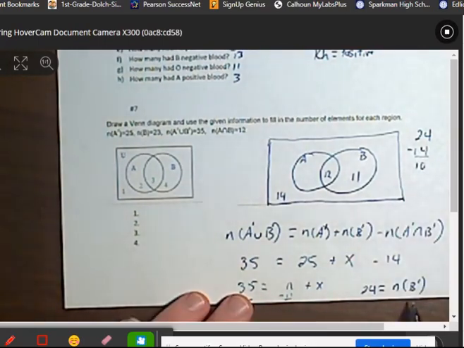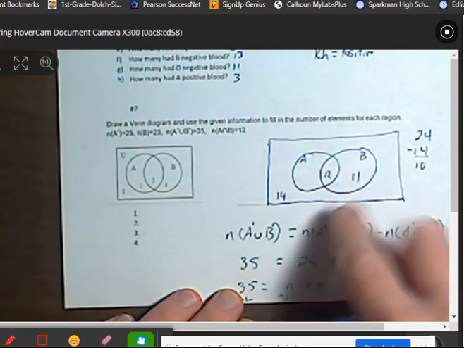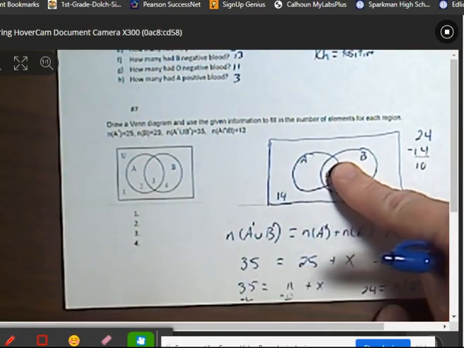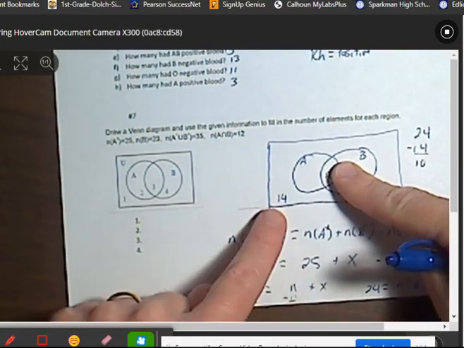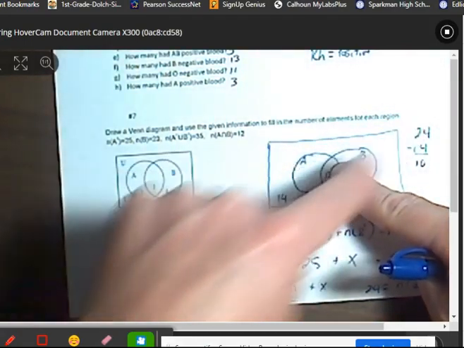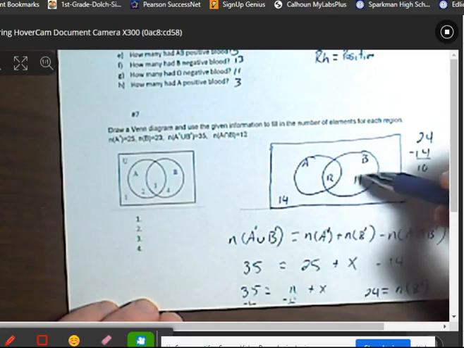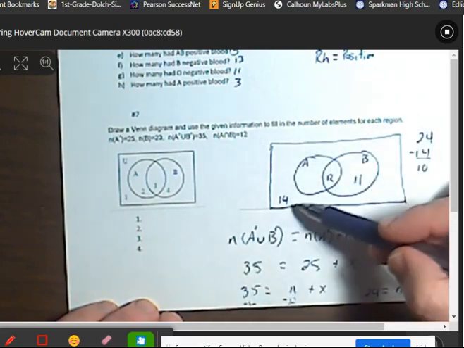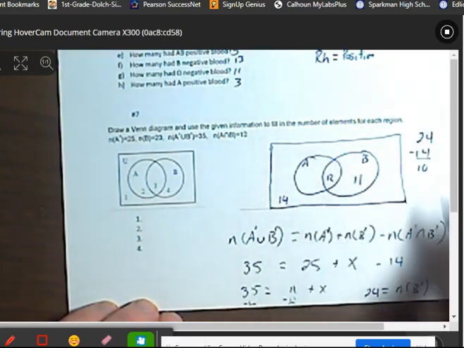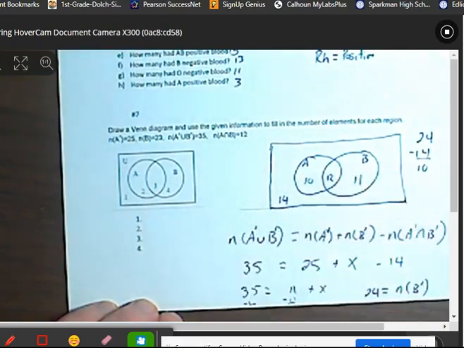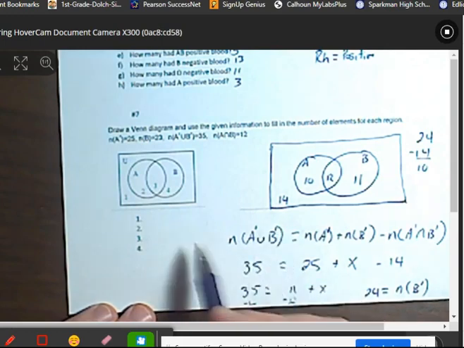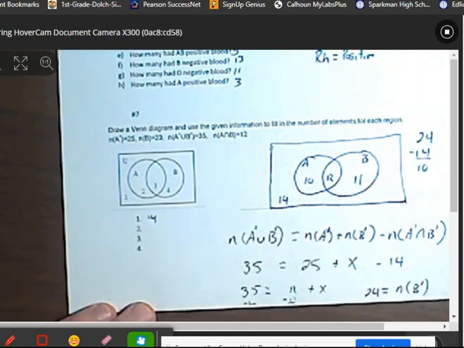So again, the number that's not in B prime. If this is B that's here, everything outside of B is 24. We've got the 14 that's here, which means that everything else in the circle A here would have to be the leftovers. So if we know there's 24 total outside of B, and there's 14 that's here, we'll do 24 minus 14 to figure out that there would be 10 here. So going back and getting those answers in, number 1 would be 14. Then we get 10, 12, and then 11.